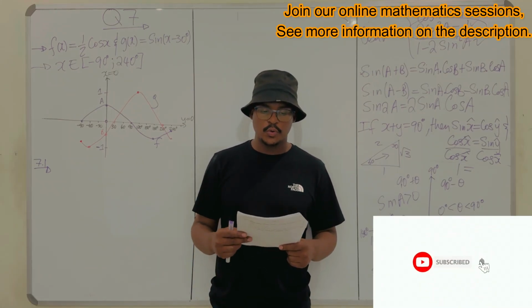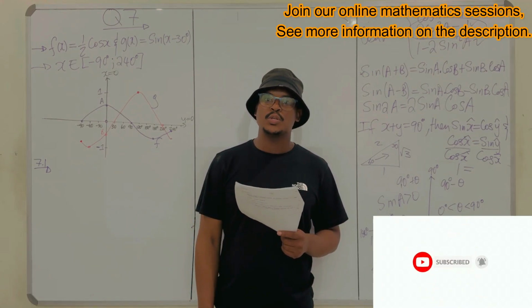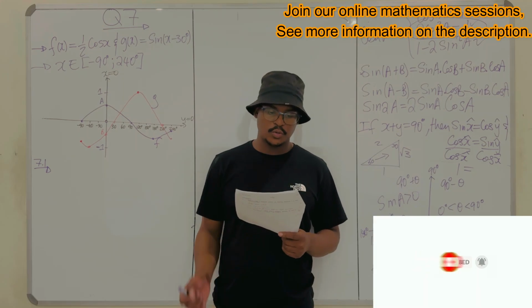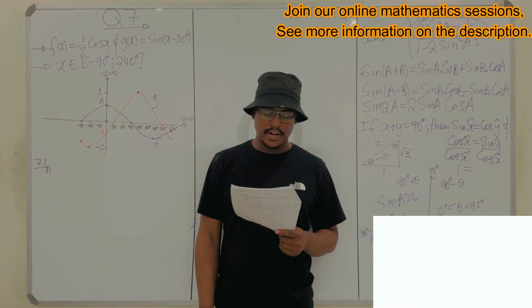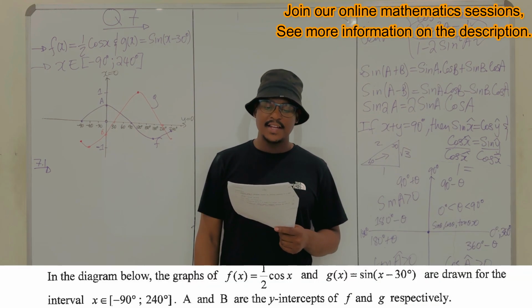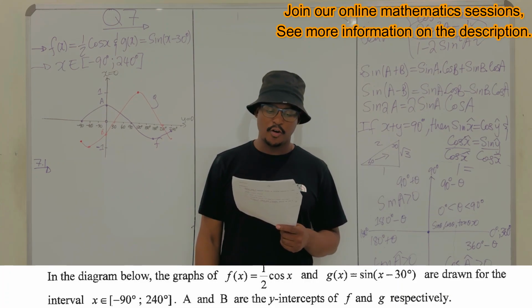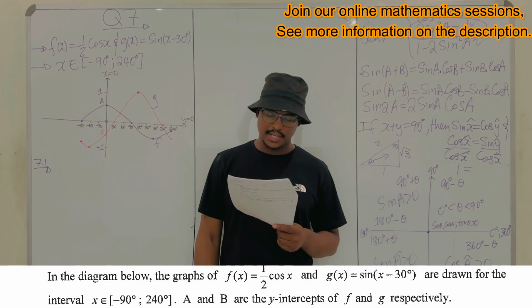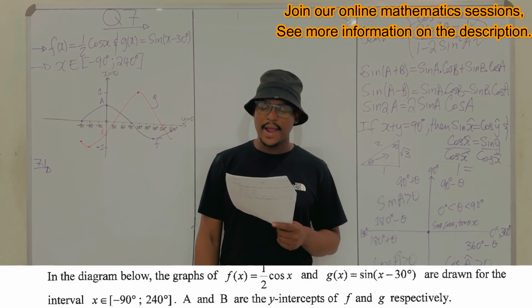So in this video, we're doing question 7 of May, June 2022, question paper mathematics paper 2. And the topic is trigonometric functions, right? So they're saying, in the diagram below, the graphs of f and g are drawn for the interval from x equal to minus 90 degrees to 240 degrees. A and B are y-intercepts of f and g respectively.